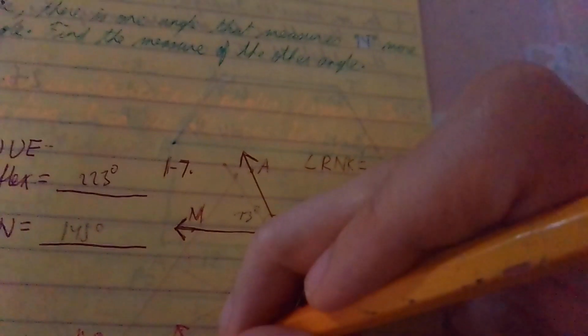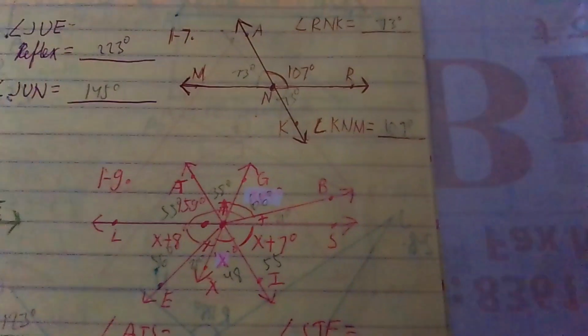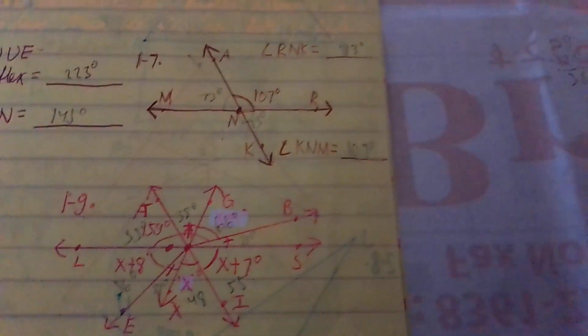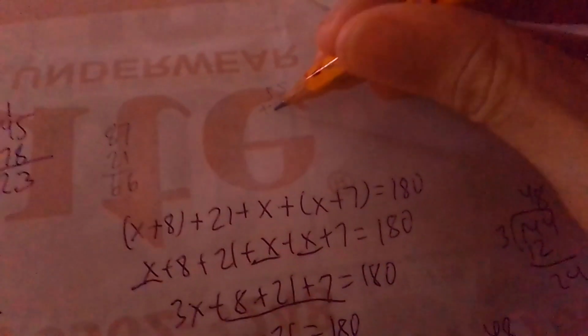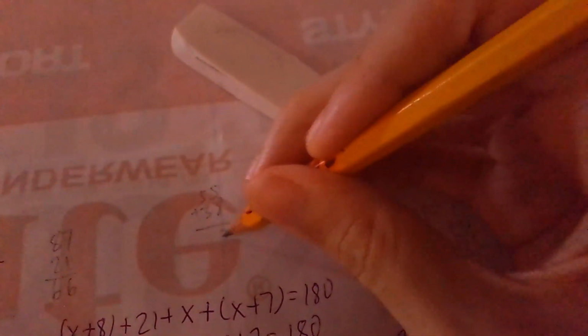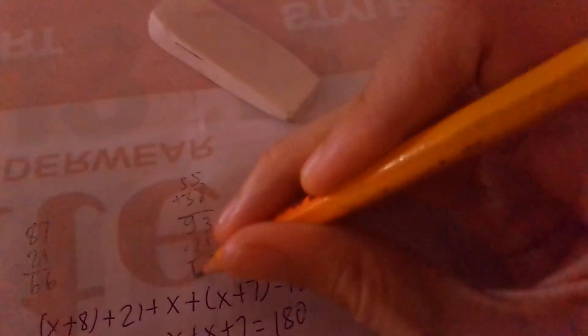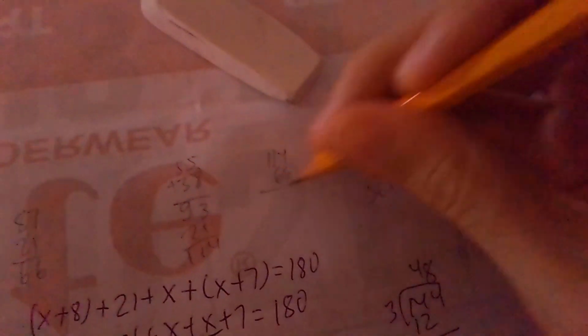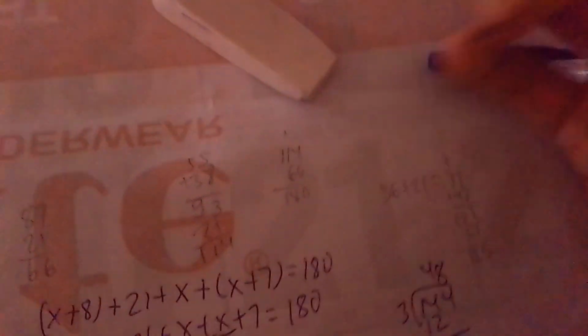We should get 38 degrees. Did we get that? If you get 38 degrees, you are correct. Now we add up the following. 55 plus 38 equals 93, di ba? 93 plus 21 equals 114. 114 plus 66 equals, tama, 180. So target achieved. Now we solve the problem.